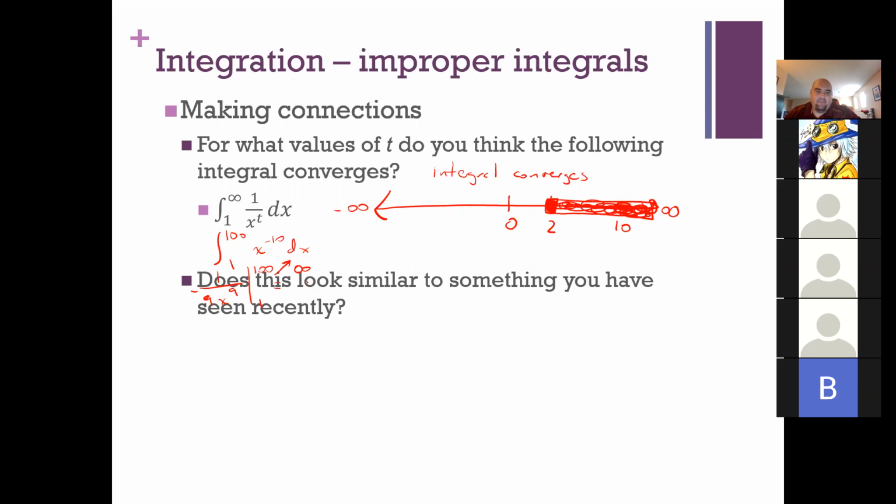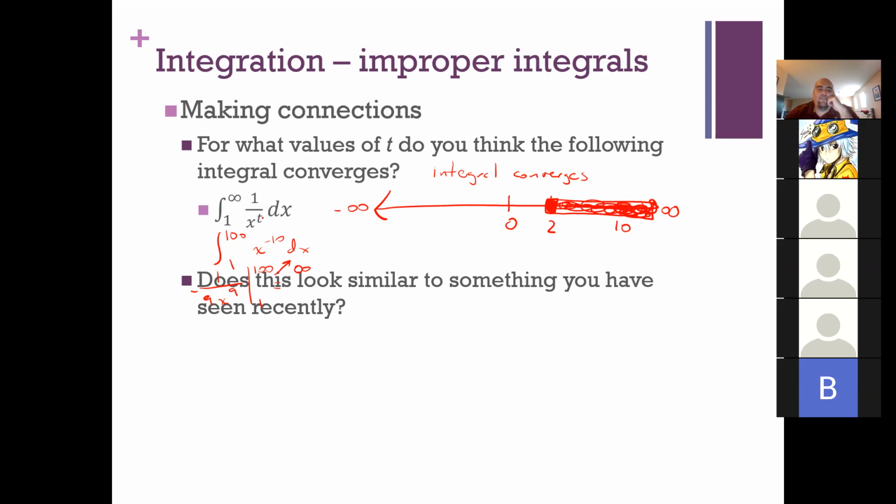And just to trigger your memory on more recent things here, does this look like something else we've seen in class pretty recently? This integral here. A P series? Yeah, it should resemble a P series, right? And that's not an accident. Many of you have asked me in class, on the chat, or maybe even in office hours, is there some kind of relationship between integrals and series? They're not the same, but they're good analogs for each other. And we're seeing the same kind of thing here.